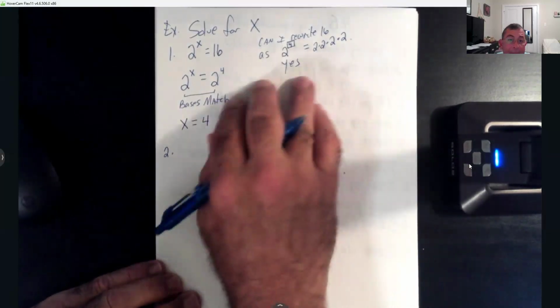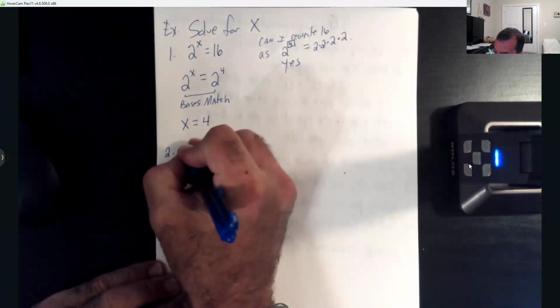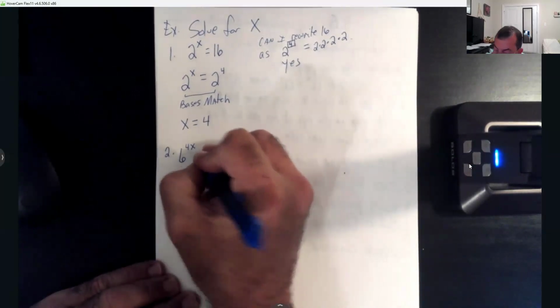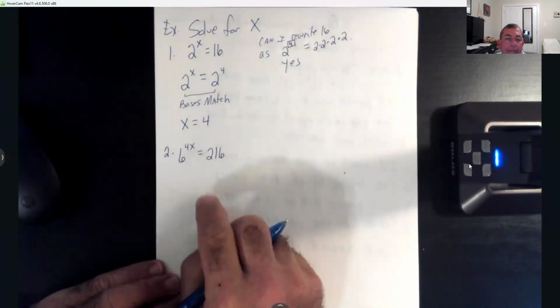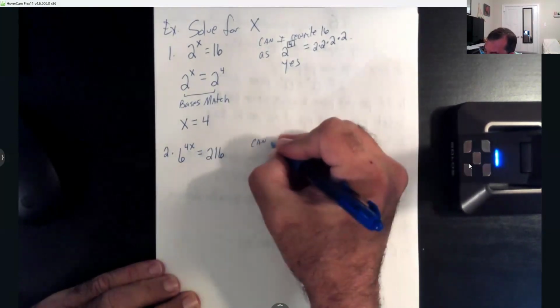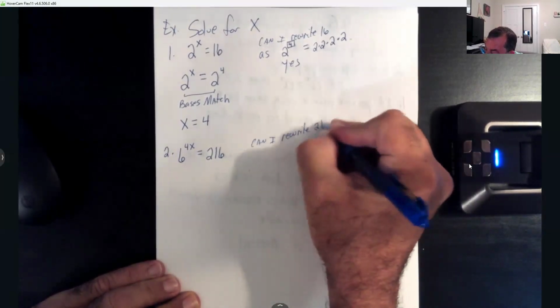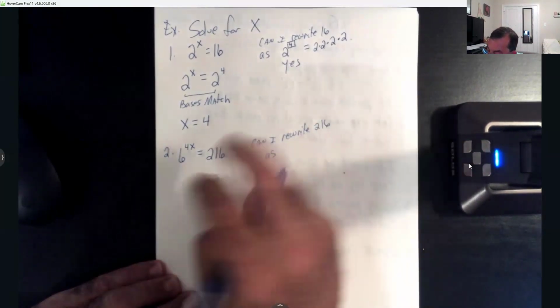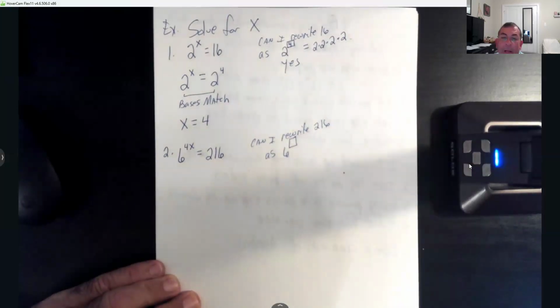So y'all, these ain't that bad. Watch this one. 6 to the 4x equals 216. So here's the question on this one. Can I rewrite 216 as 6 to some exponent?